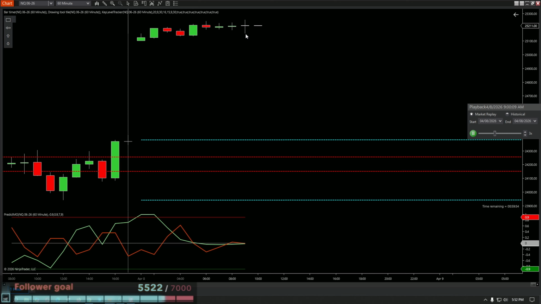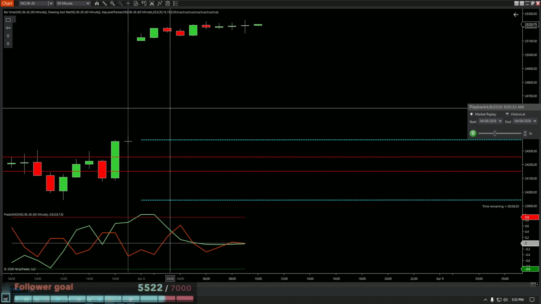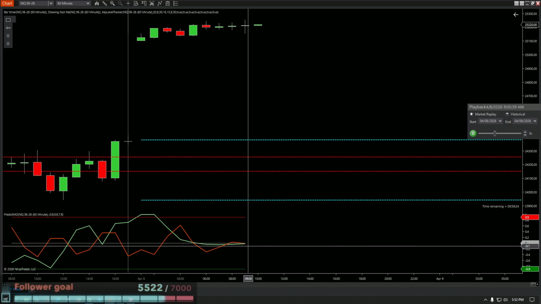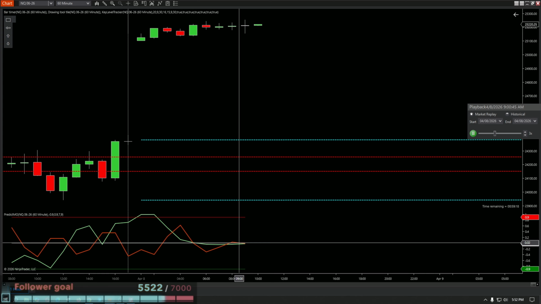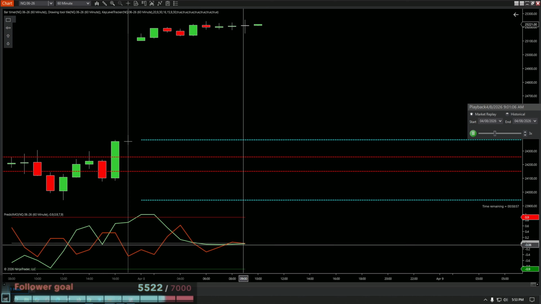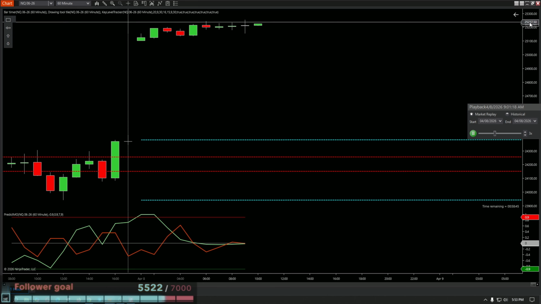Okay, so here we go, guys. You've got the 9 a.m. candle right here, and this 9 a.m. candle is telling you that price is likely going to fall. The reason we know that is because you've got Predicmo right here at the 0 line, right smack at the 0 line. So this is predicting that price is likely going to drop.